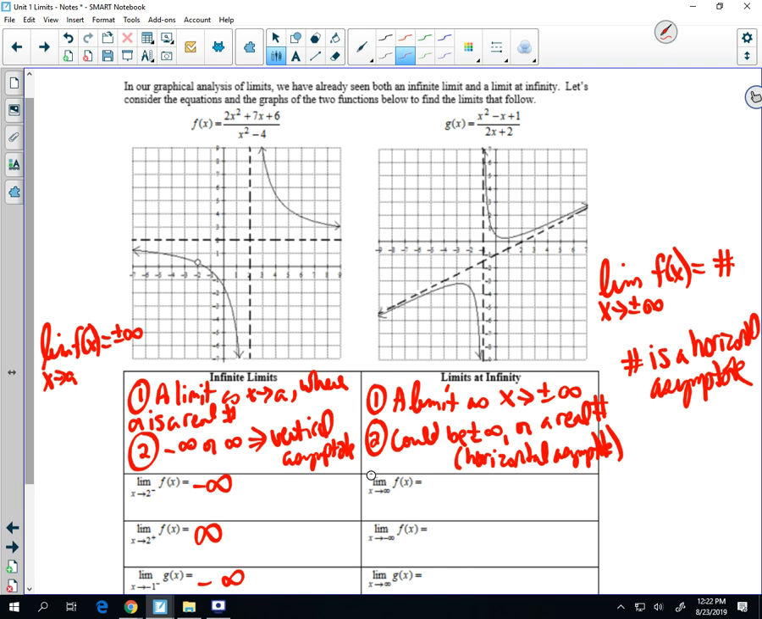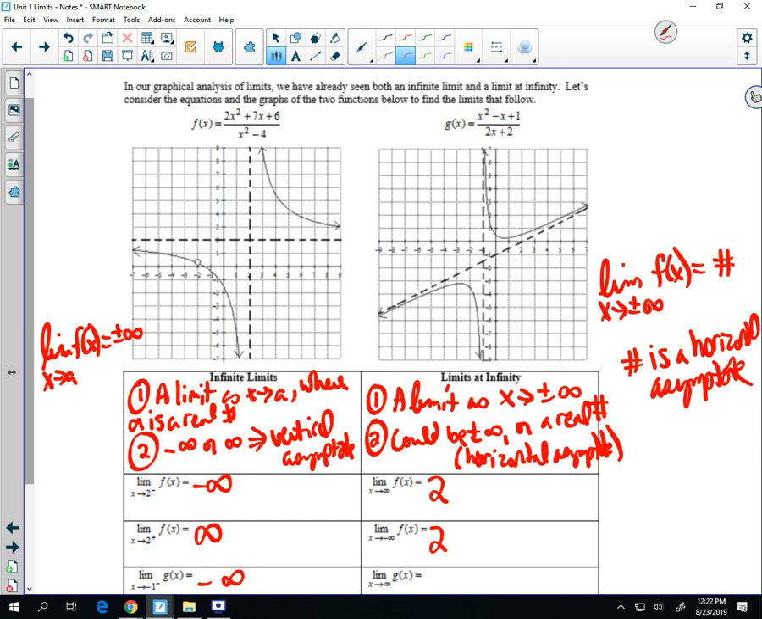So looking on this one, the end behavior of the graph, if I look as x goes to infinity, what's happening to my graph? Well, it's getting closer and closer to 2. And if I look at the limit as x goes to negative infinity, as x is getting smaller and smaller, it's getting closer and closer also to 2, aka the horizontal asymptote.